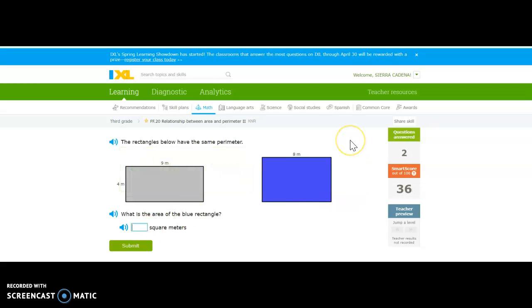Okay? So it's a multi-step process for all of these problems, and you're going to need to take out a piece of paper and a pencil.